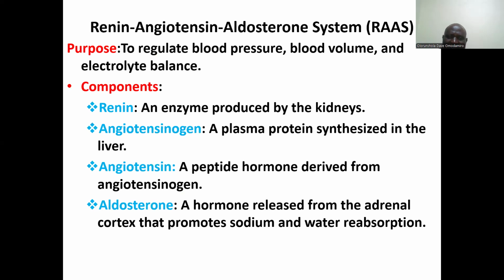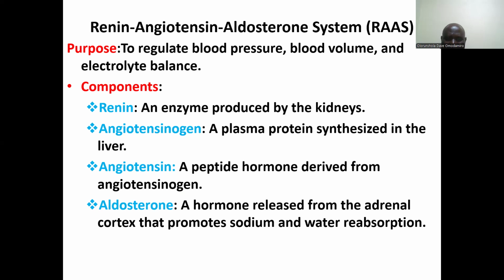The renin-angiotensin-aldosterone system will be our major focus in discussing angiotensin. The purpose of this system, the renin-angiotensin-aldosterone system, is to regulate blood pressure, blood volume, and electrolyte balance. And the components of this system are as follows.